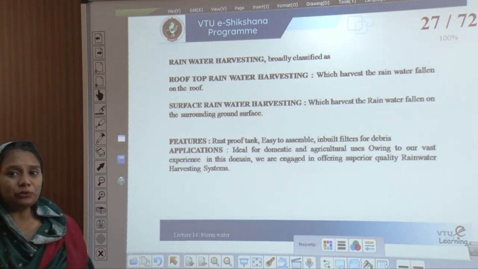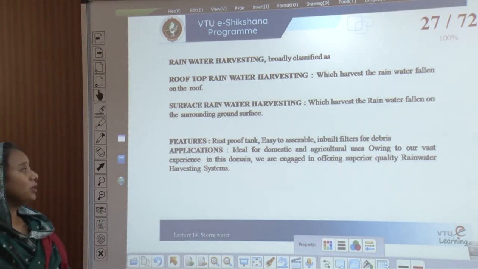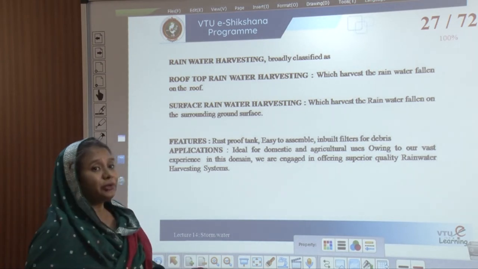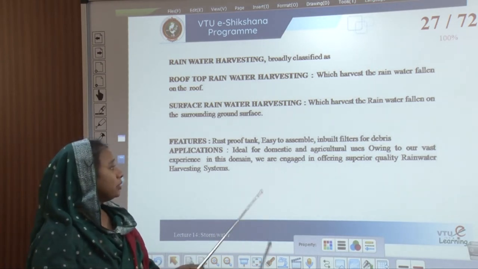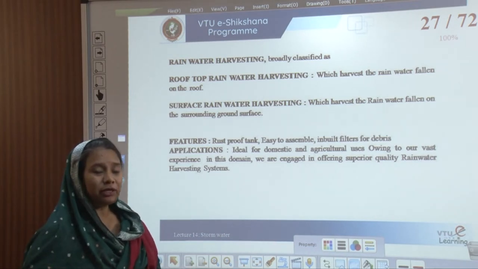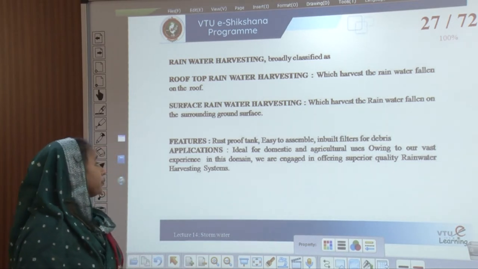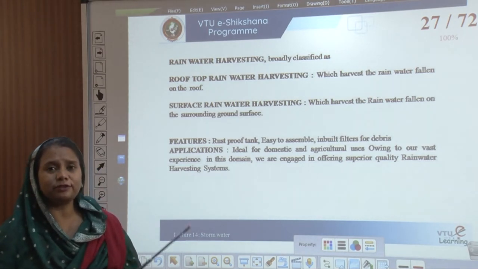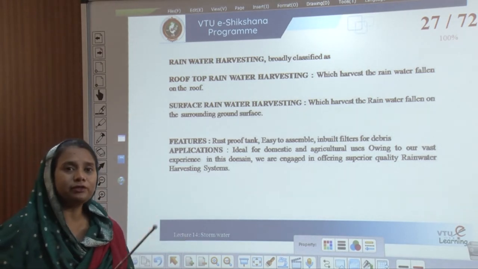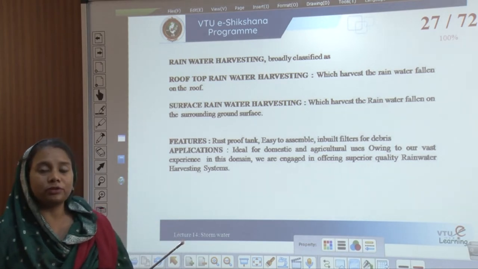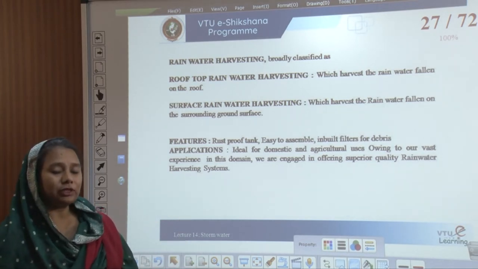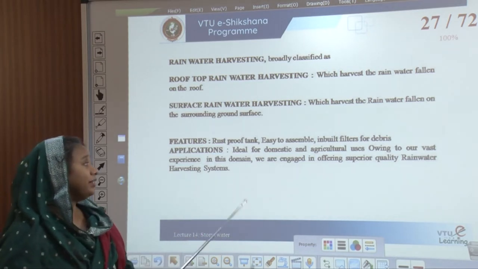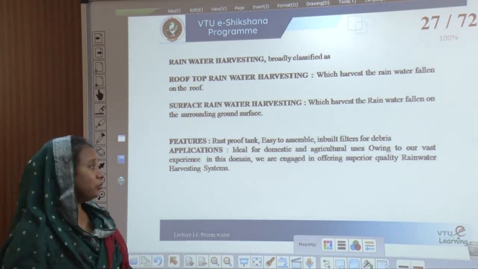So basically what we do here is we collect all the water in rust proof tanks and we try to assemble all the water by having inbuilt debris collection. And then use the same water either for flushing of cisterns, for watering your gardens, or even, at certain times, it can even be used for drinking purposes if you filtered it really well. So applications are, it's ideal for domestic as well as agricultural use.